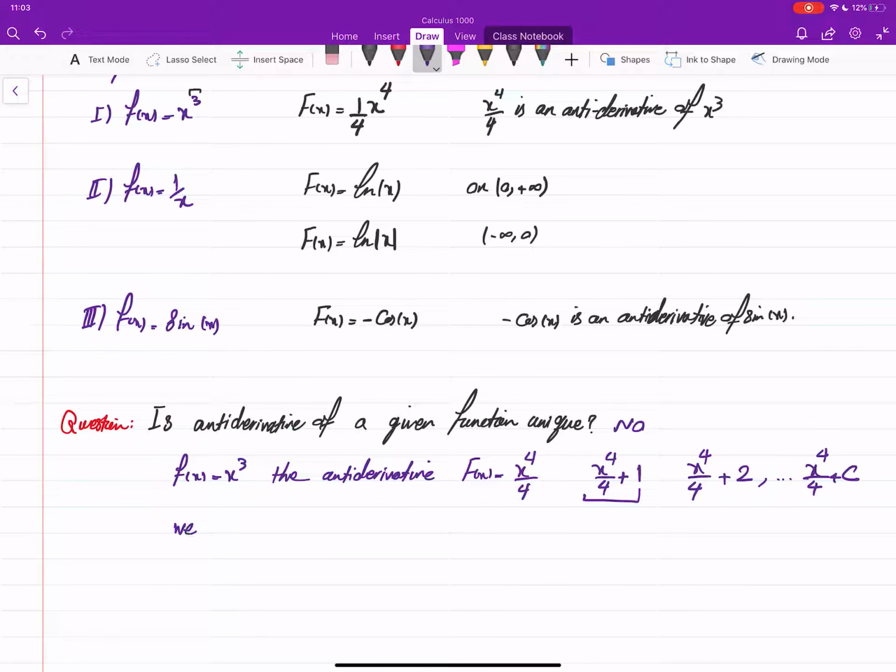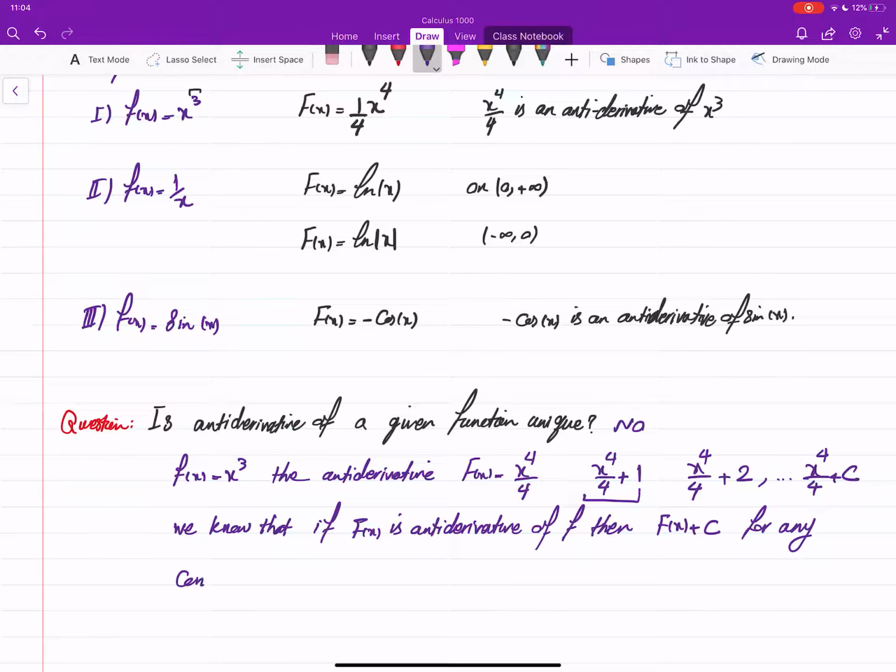And we know that just by this simple argument: if capital F is an antiderivative of lowercase f, then F of x plus c, for any constant c, is also an antiderivative of f, as we had seen. So this is why, when you're trying to find antiderivatives, you should always put plus c, because at least you know that all such functions are also antiderivatives of the function.